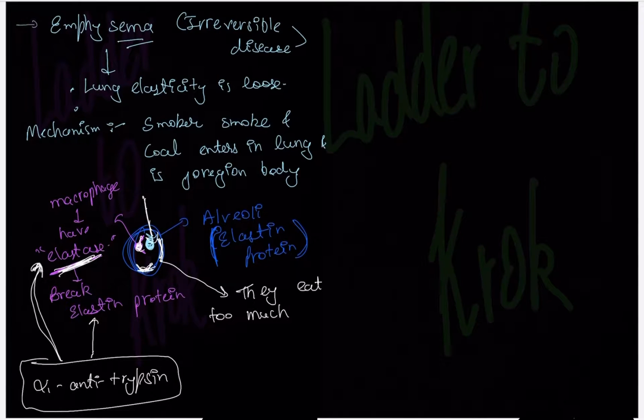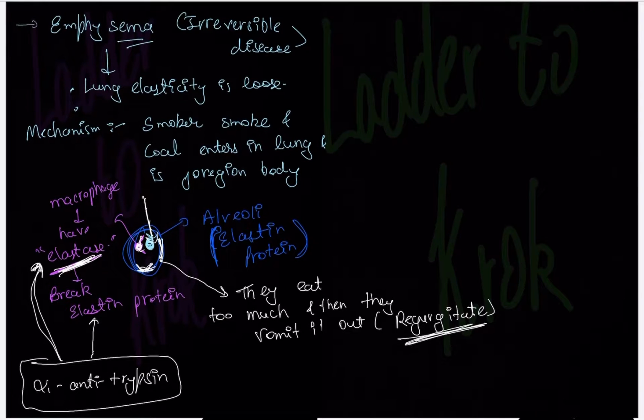Now they eat too much and then they vomit it out. We call this vomiting out regurgitation. Regurgitate. So now what happened? That elastase breaks this alveoli. Now this alveoli is broken, and all of this comes outside.